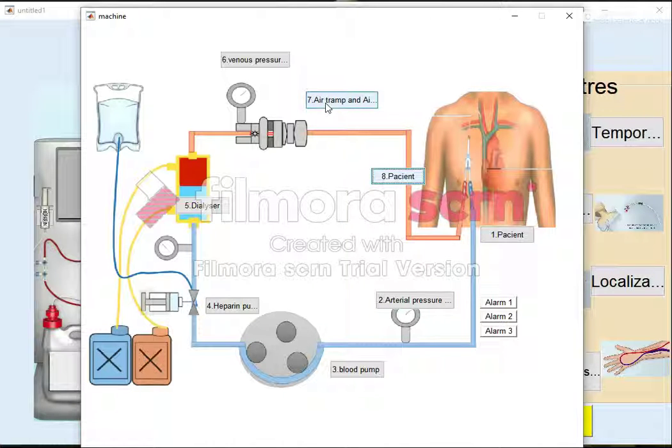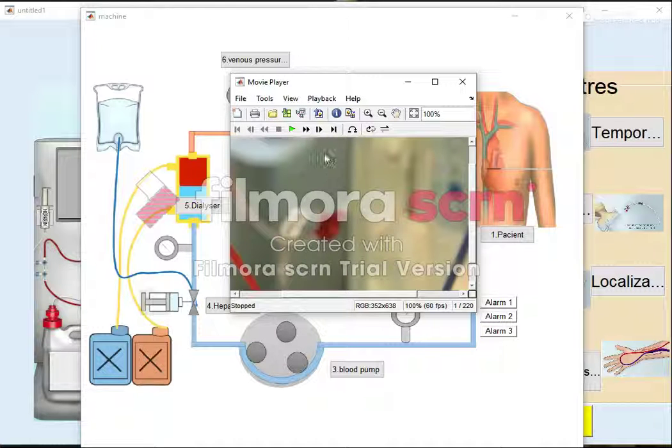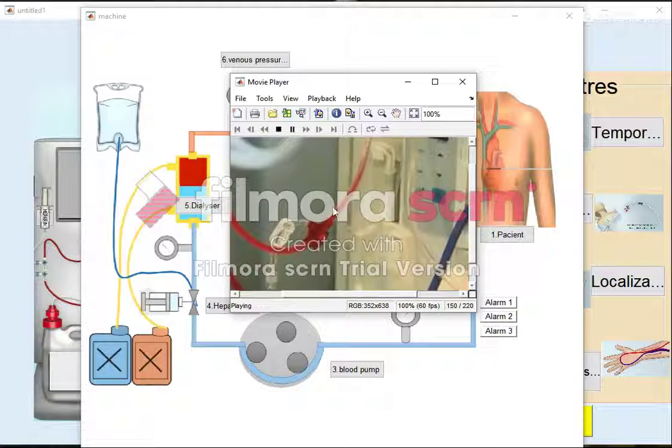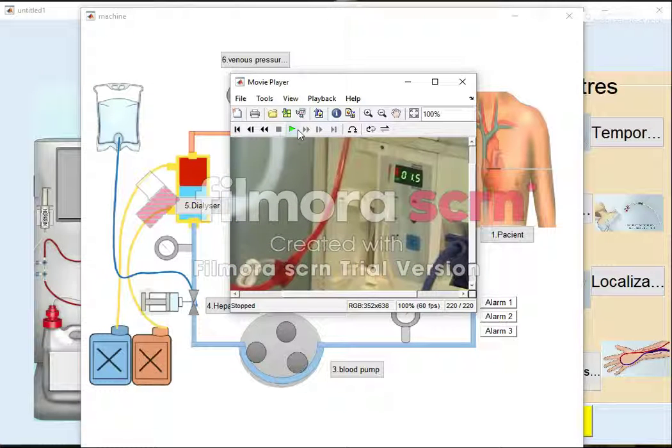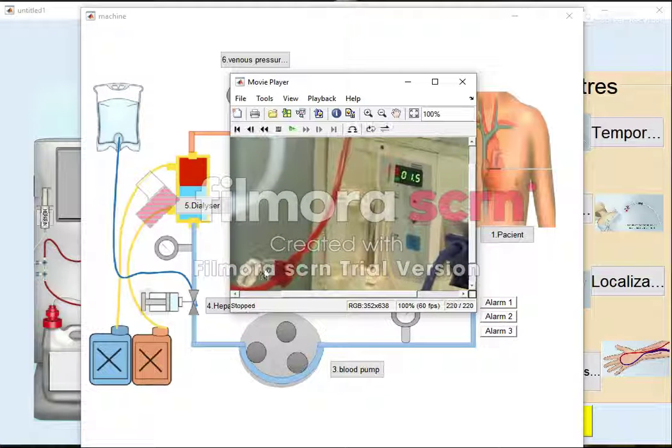We can see three different alarms of great importance in this machine. The first one is the air detection or bubble detection, which I explained earlier. In this, we can see the bubbles in this part. The idea is that in this part the bubbles disappear and the fluid continues constant.